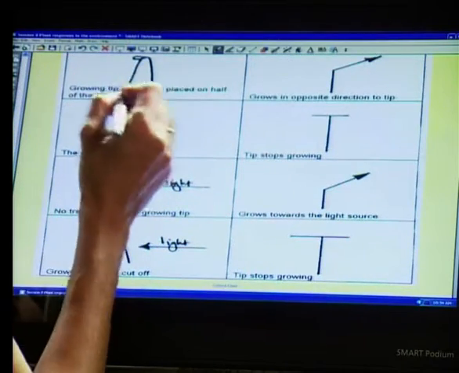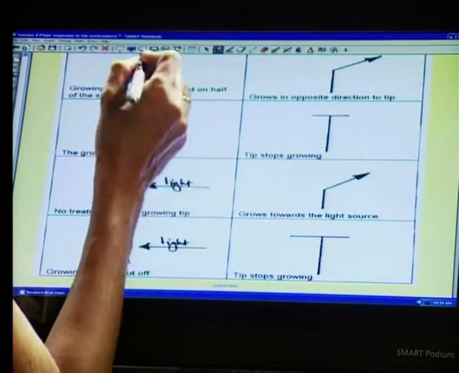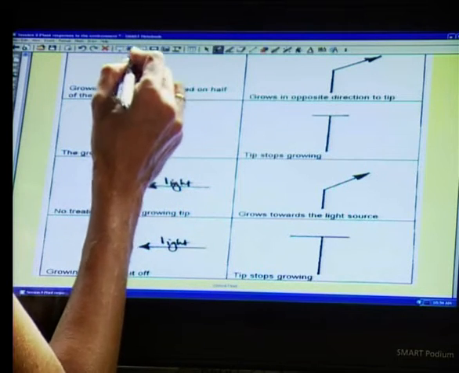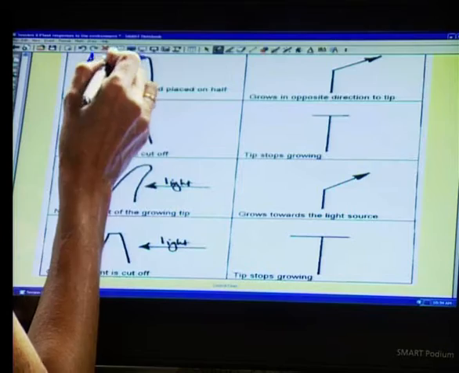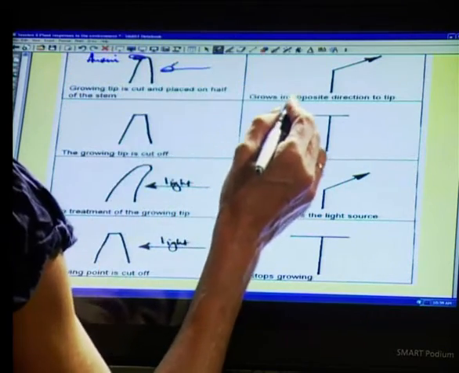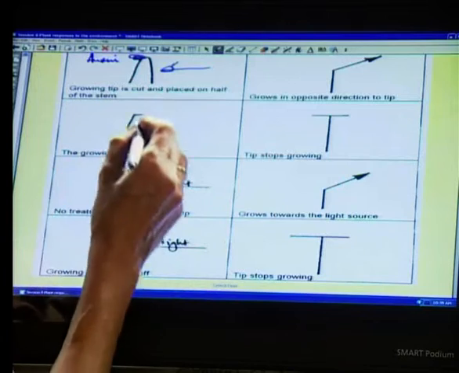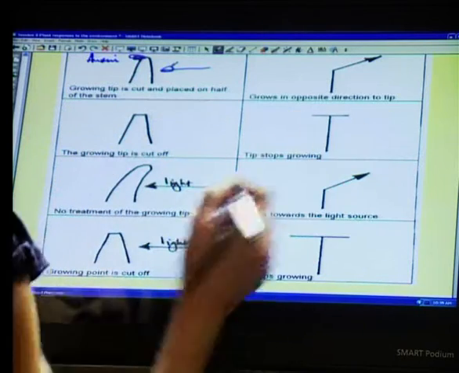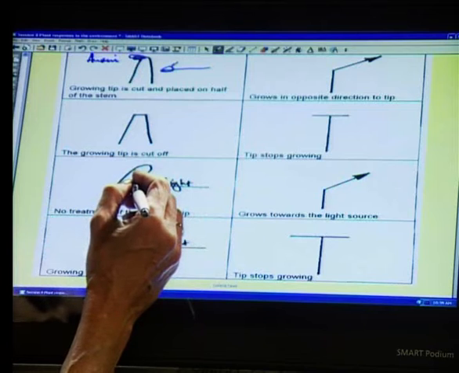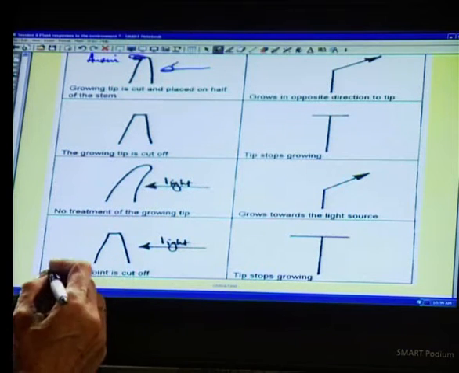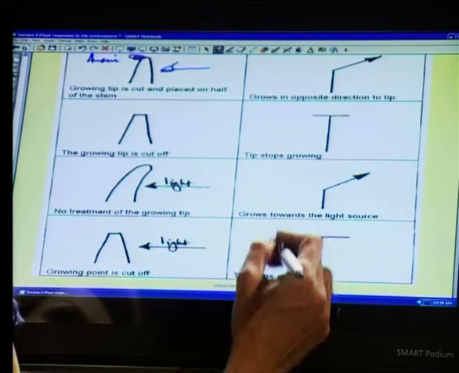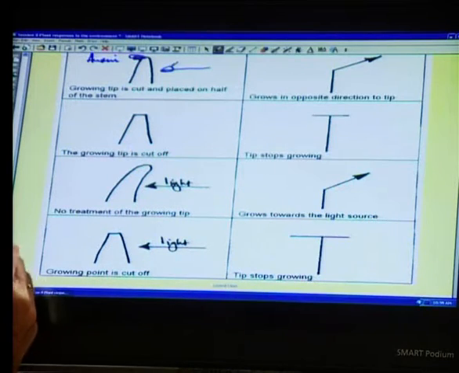Okay, here we have our little growing tip and we cut it and we only put half of it on the stem. What are we going to have? We're still going to have auxins. So the auxins will still be present. We've got light coming from one side. The plant is going to grow sideways. The growing tip is cut off completely. It's going to stop growing. If no treatment and we still have the sideways light stimulus, the plant will grow sideways. The growing tip is cut off and we put light here. Guess what? We're going to end up with it just stopping to grow.